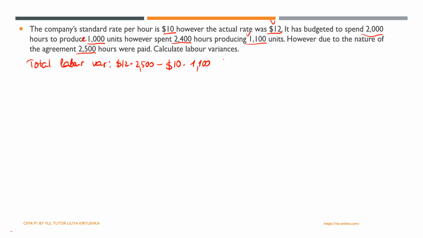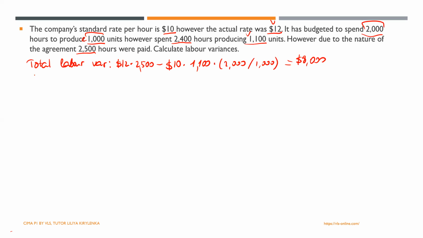Okay, so look, we thought that we were going to spend 2,000 hours to produce 1,000 units. So this means that we thought that there is going to be 2 hours of labor per each and every unit produced. So that is how we make this calculation, and meaning that we have $8,000 of our total labor variance. So 8,000.